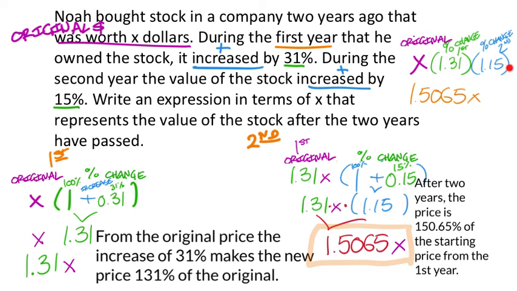Now, since the percentages were different, we do get these different percentages of change. What we'll see in the next lesson is repeated use of the same percent of change over many years, in which case we can just use exponents. But we'll save that for another time. There's the expression that we're looking for right there.